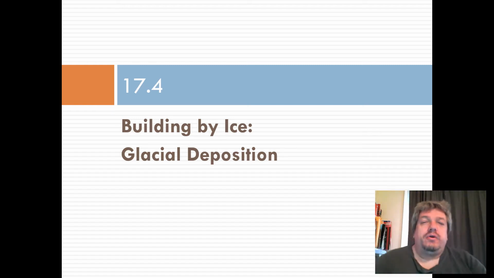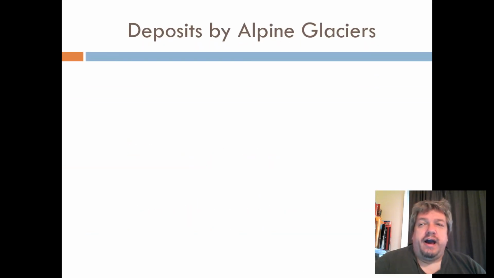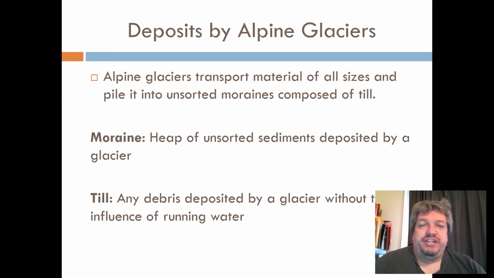Alright, so Chapter 17, Part 4. We've talked about how glaciers form and how they erode, and now we're going to talk about what they leave behind, or their deposits. So, when we look at alpine glaciers, I've mentioned this, they leave behind moraines, and we'll talk about that. But one difference, and we know the difference between glacial deposits and river deposits.